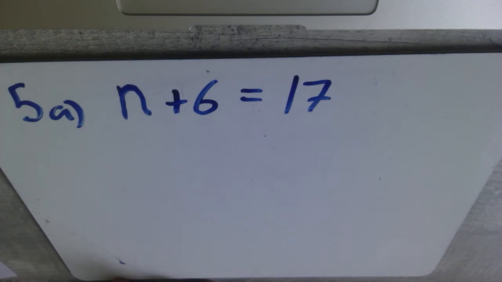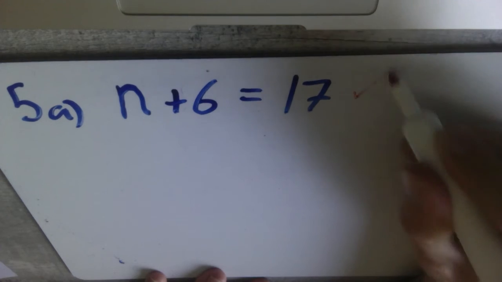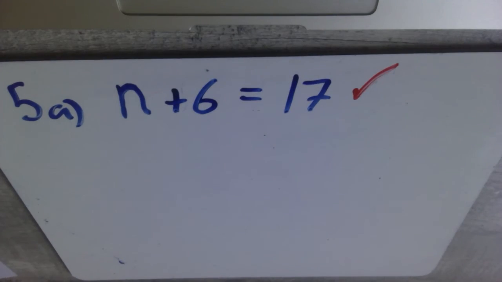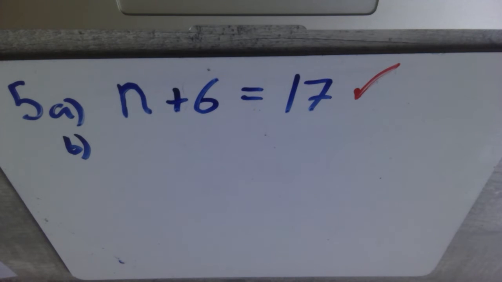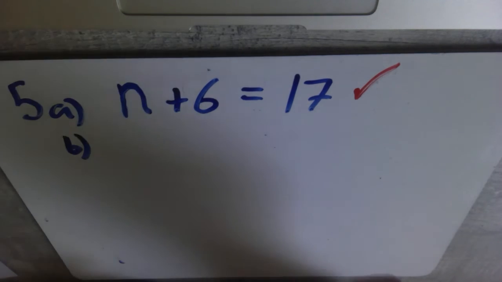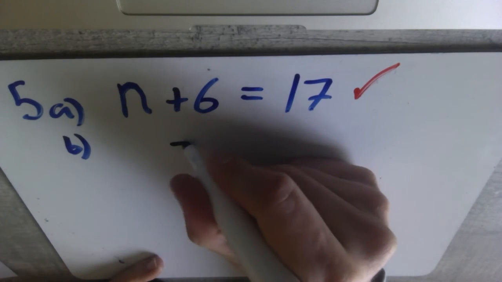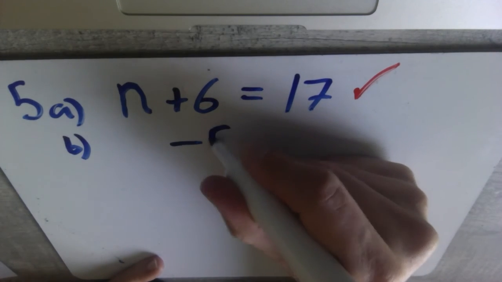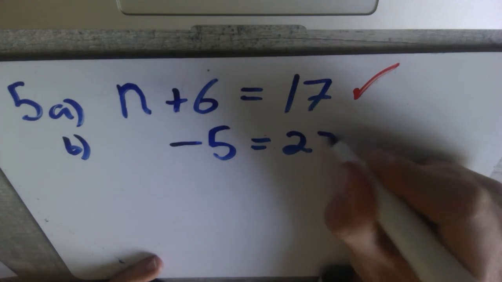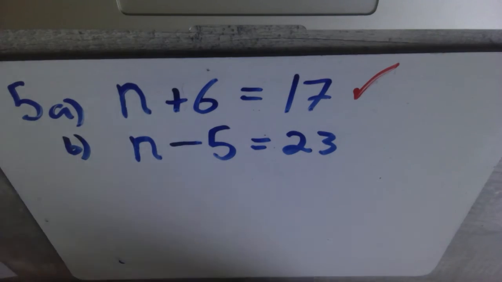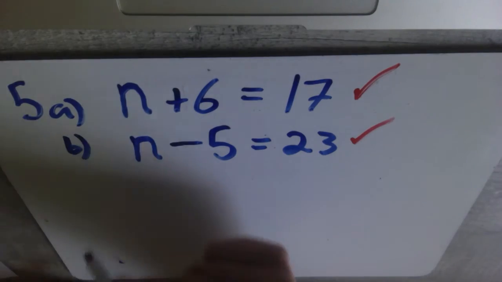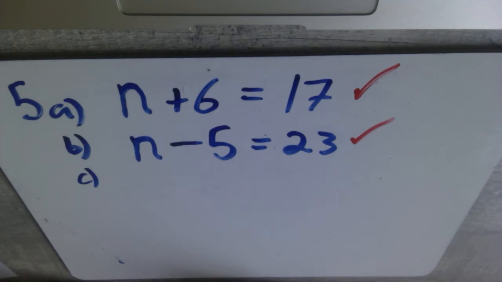We'll go through and write down the equations first. So there's 1 mark already because you've written down your equation from the sentence. B. We have 5 less than a number is 23. When it says less than a number, I know that is subtract. So 5 less than that number equals 23. Use n to represent our number. There's another mark.